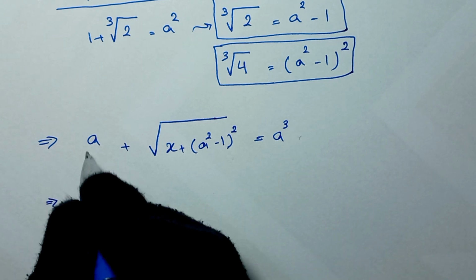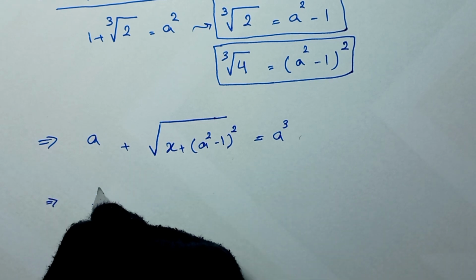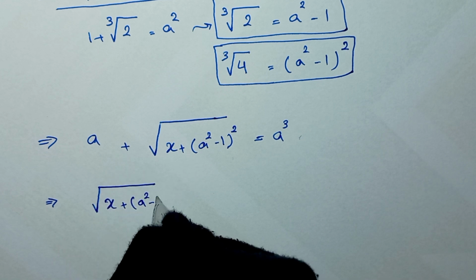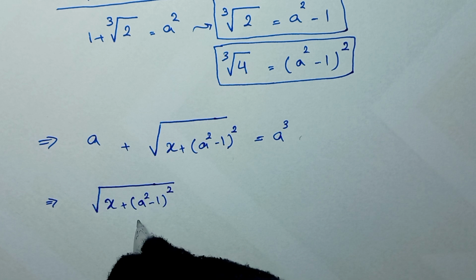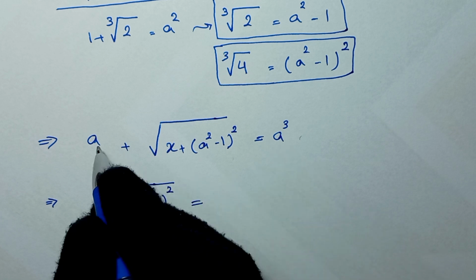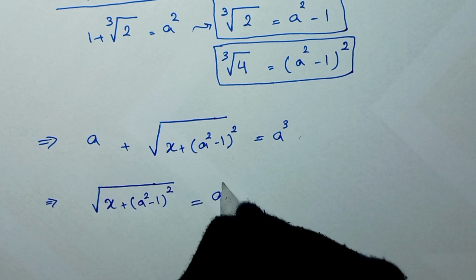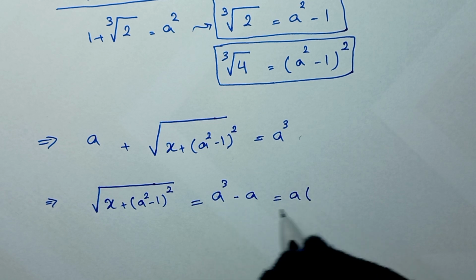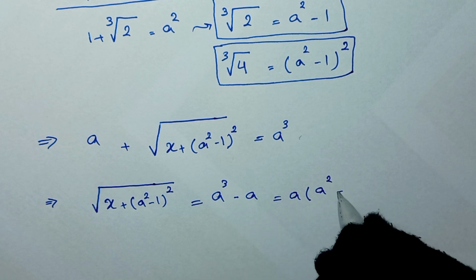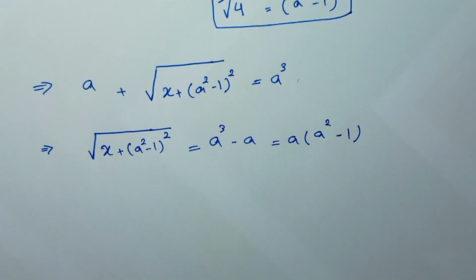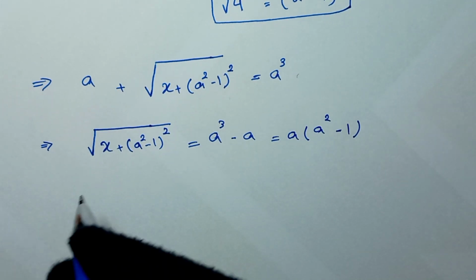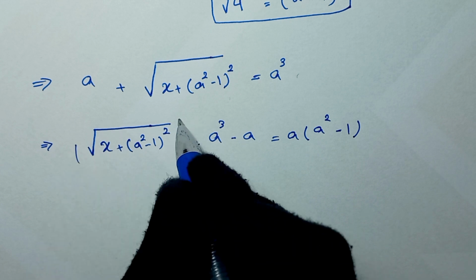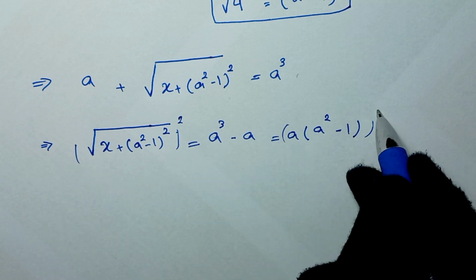And in the next step, we take this a to this side, and it will be square root of x plus a square minus 1 to the power of 2 is equal to a cube minus a, right? A cube minus a. And here we factor a, and it will be a square minus 1, right? And in the next step, we square both sides of the equation, so this to the power of 2, and also this to the power of 2, right?